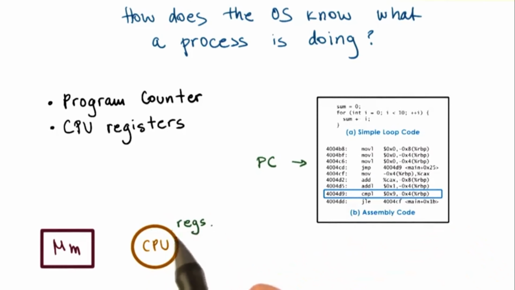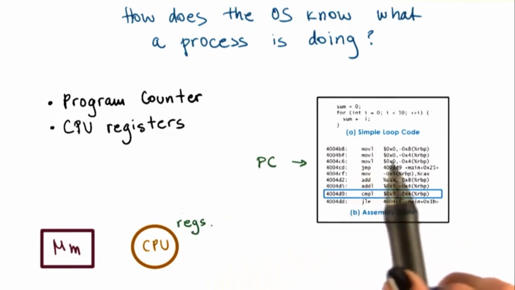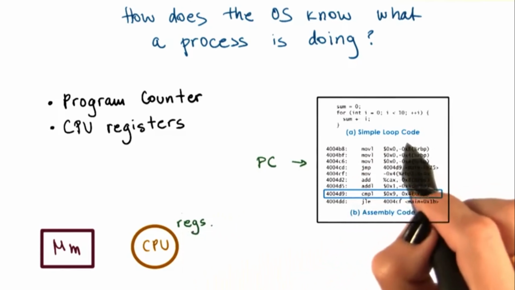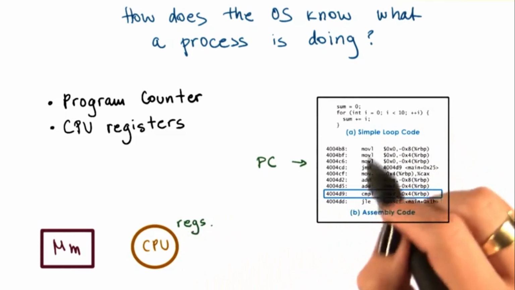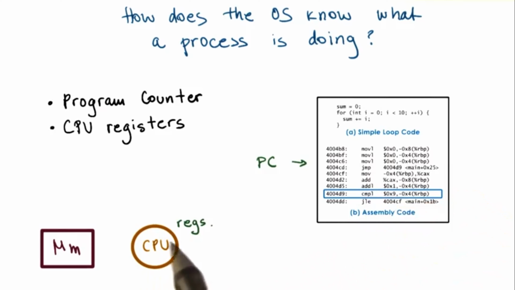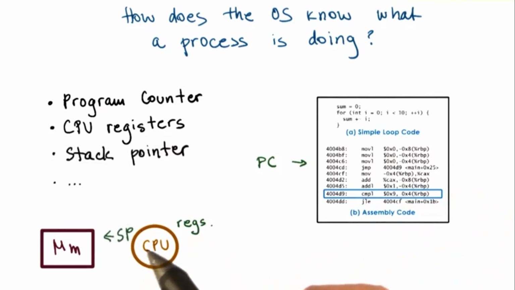These hold values necessary during the execution. They may have information like addresses for data, or they may have some status information that somehow affects the execution of the sequence. So these are also part of the state of the process. Another piece of state that defines what a process is doing is the process stack.